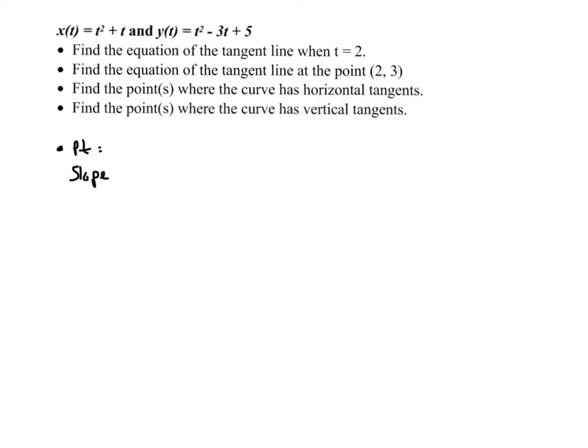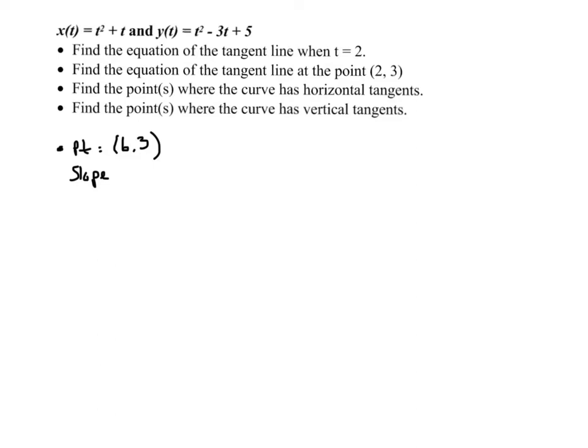Of course, the point we would get by plugging t equals 2 in. So 2 squared plus 2. So I know the x value is 6. Plug 2 in to the y value. So 4 minus 6 is negative 2. Plus 5 is 3. So there is my point.